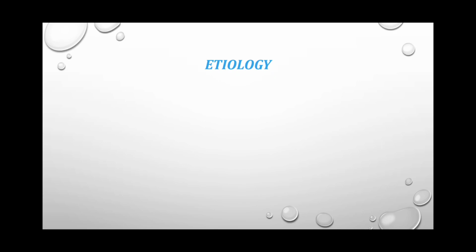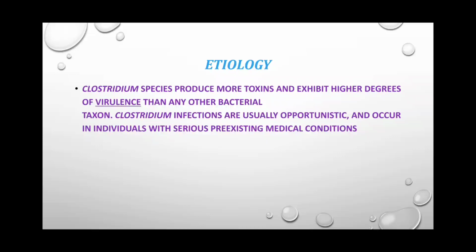Now let's discuss the etiology of gas gangrene. Clostridium species produce more toxins and exhibit a higher degree of virulence than any other bacterial taxon. Virulence is the ability of the organism, here the bacteria, to infect the host and cause a disease. Clostridium infections are usually opportunistic. That means it does not occur in normal people or in normal conditions, and occurs in individuals with serious pre-existing medical conditions, as we already said, in people who had some kind of injury or trauma, and also after a surgery there will be an open wound and the chance of infection is very high.